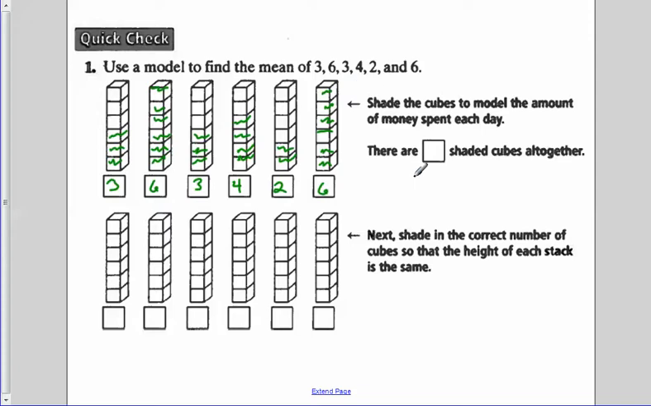We could add all those up and say that there is a total of 24 shaded cubes. So how many are going to need to be shaded in each column so that each stack is the same? Well, I've got 24 shaded things, I've got 6 columns, so there would need to be 4 shaded in each. 1, 2, 3, 4. Alright, so all 4 in each one of those columns would be shaded. So the average, the mean, would be 4.